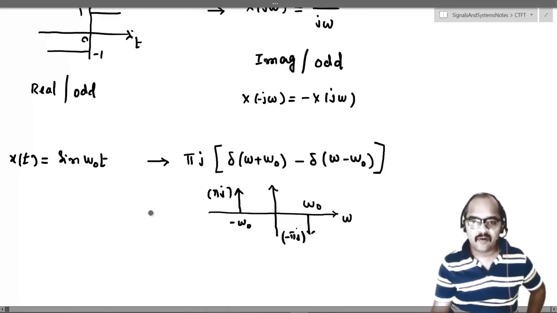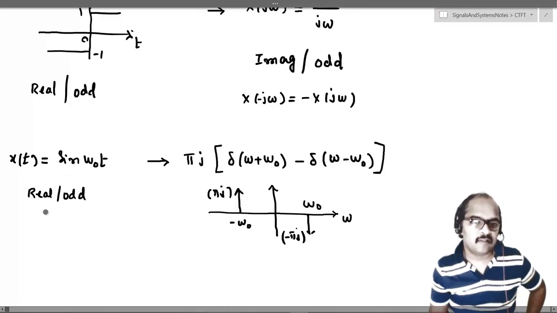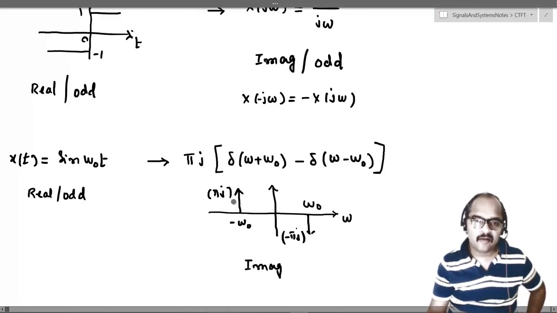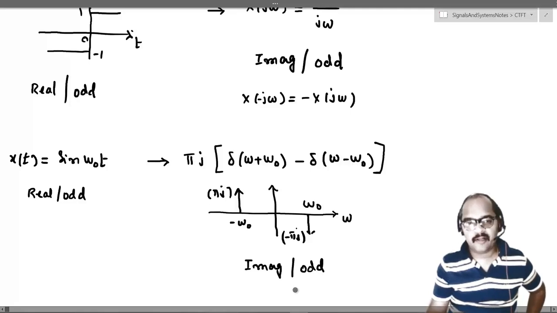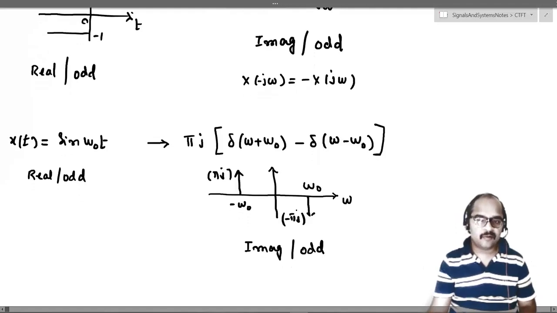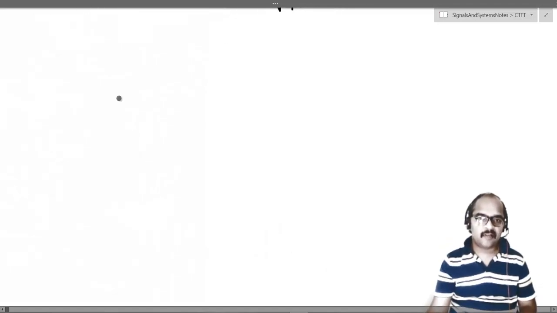So clearly, what does this say? The signal is real and odd, correct? We know that the sine function is real and it is odd. What happens to the Fourier transform here? This function is imaginary. Why? In the complete Fourier transform, we have a j term, so every term is multiplied with j, and hence it is imaginary, and clearly from the plot it is odd. In general also this is correct.